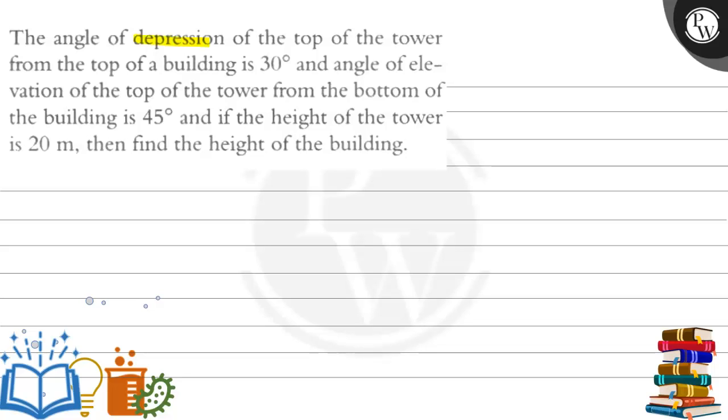The angle of depression of the top of the tower from the top of the building is 30 degree, and the angle of elevation of the top of the tower from the bottom of the building is 45 degree. If the height of the tower is 20 meter, find the height of the building. Okay, first of all, we will draw the diagram and then we will discuss the key concept.